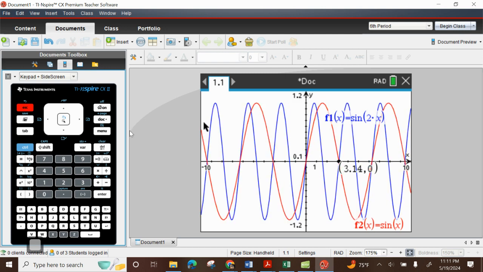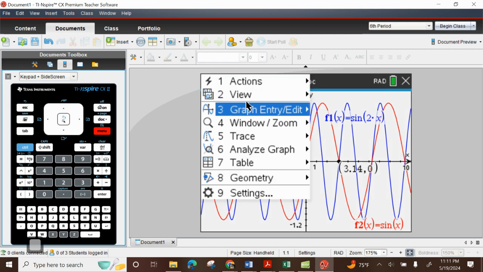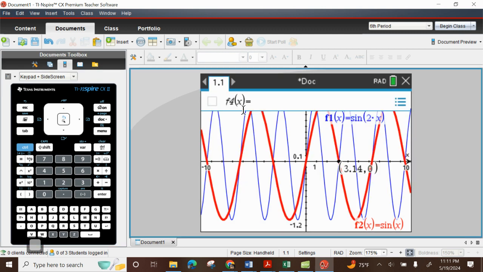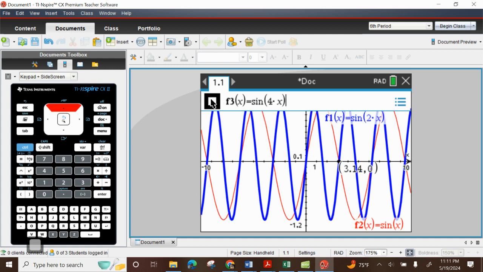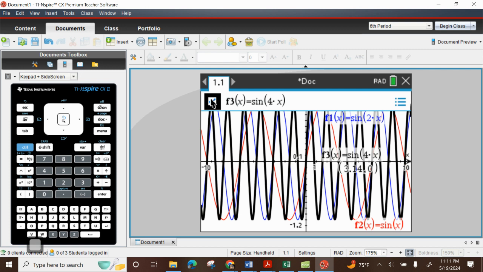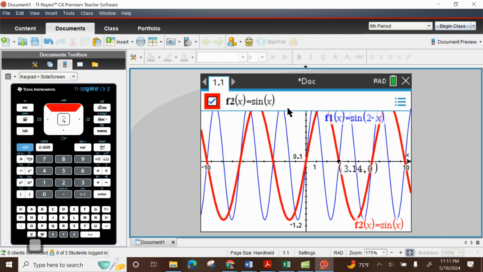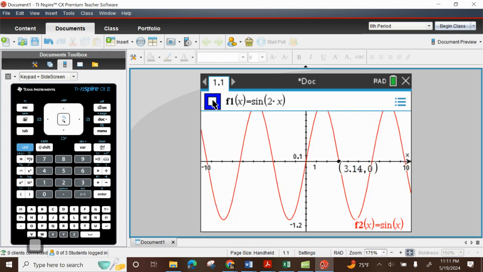Now I'm going to go back to a simple function and we're going to look at amplitude. Just for fun too, if you want to see what happens for 4x, that one is an even shorter period. That would be 2 pi over 4, which means your period would be pi over 2. So let's take all of these out and look at our basic parent sine wave right here. F of x equals sine of x.